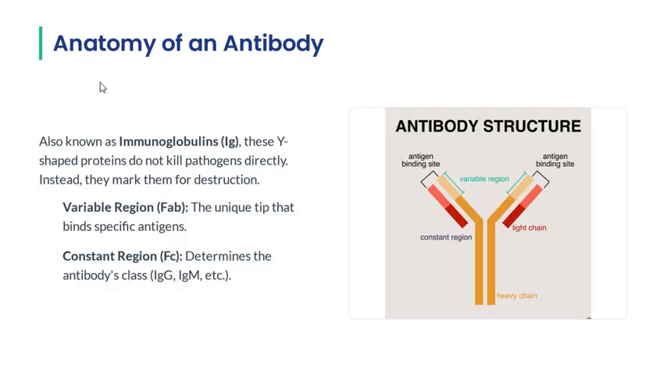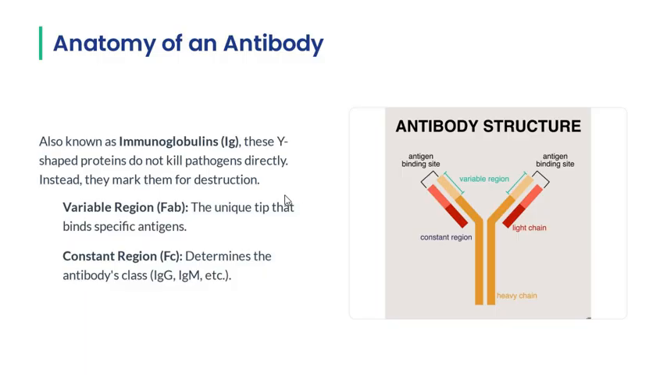Next, let's go into the anatomy of an antibody right here. So we have binding sites right here, which can vary. And then we have constant regions in a light chain and a heavy chain. And these are known as immunoglobulins. These are Y-shaped proteins that do not kill pathogens directly, but they mark them for destruction.